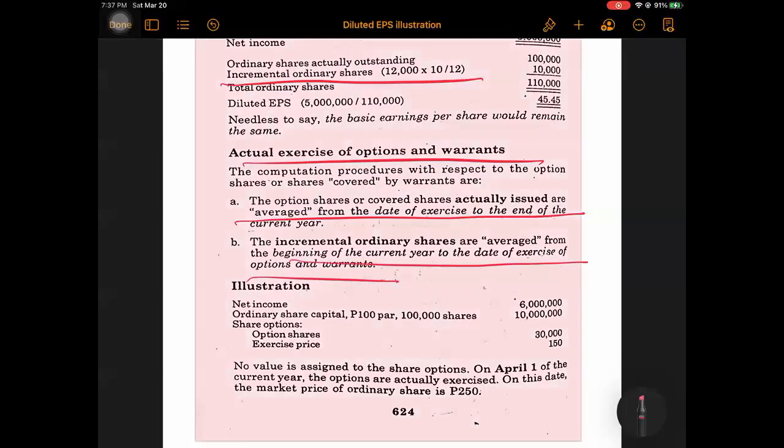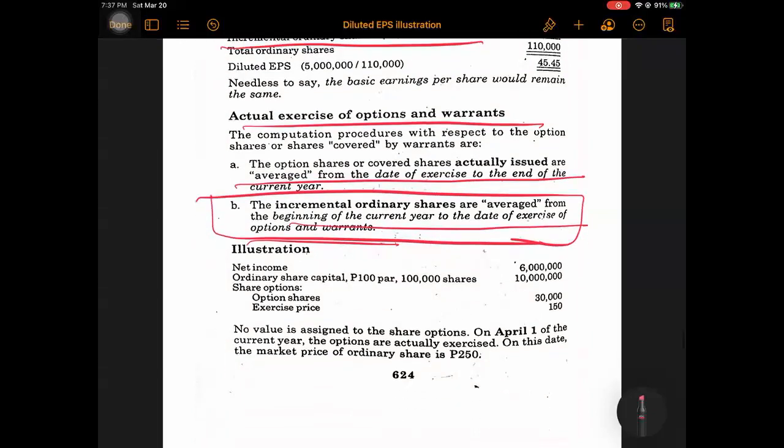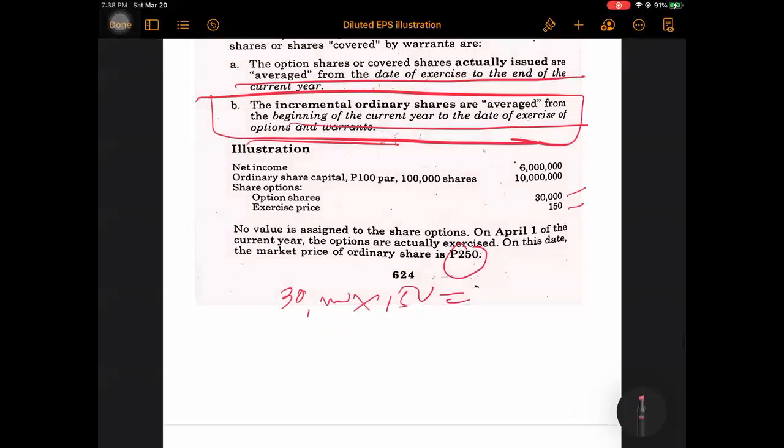Take note: the incremental ordinary shares are averaged from the beginning of the current year to the date of exercise of options and warrants. Let's see the illustration. You have net income. You have the option price of 150, option shares of 30,000. No values are assigned to the share options. On April 1 of the current year, the options are actually exercised. On this date, the market price of the ordinary share is 250. Therefore, we get 30,000 times the exercise price.